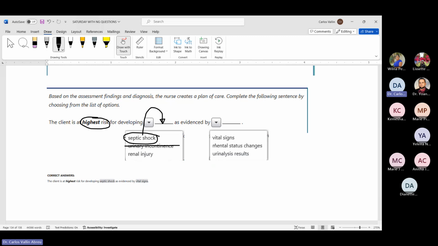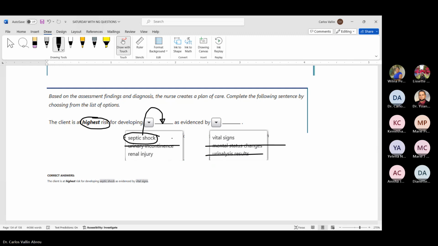As evidenced by, so now you have mental status changes. The mental status changes are non-specific. It's not enough to diagnose shock. Urinalysis only diagnoses infection. To have septic shock, we need to have the values, the parameters that I mentioned before. So the best option that you can choose here is the vital signs.